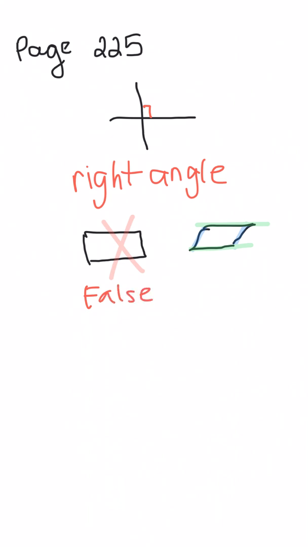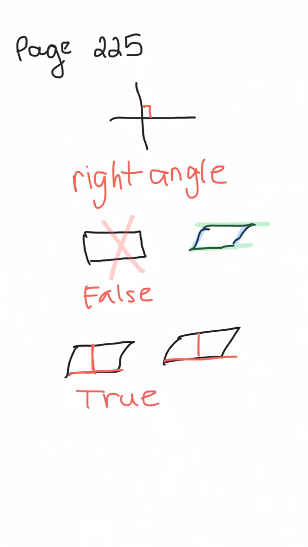The areas of two parallelograms are equal. This is true as long as both the base and the height are equal. So if both of these parallelograms have the same base, oh sorry, that was the height, same base and the same height, they are equal. So that's going to be true.